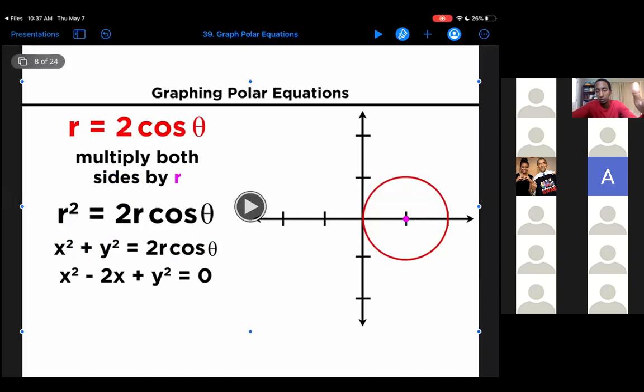So this is converting to rectangular. You start with r equals 2 times cosine of theta, that's in red. And then multiply both sides by r. On the left side, you get r squared. On the right side, you get 2r, because 2 times r is 2r. And then from there, r squared on the left can be converted to x squared plus y squared.